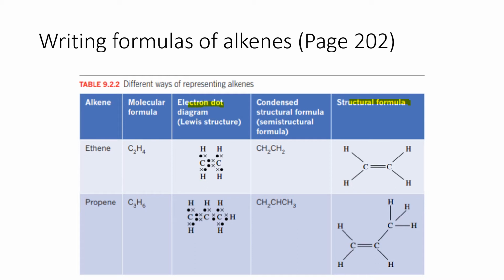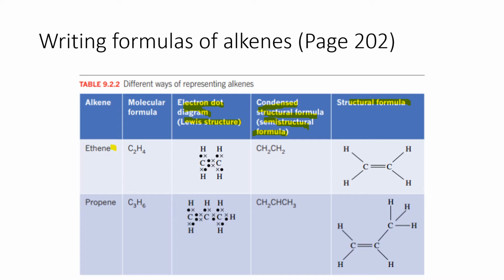Then you have something called the electron dot diagram. The electron dot diagram is also known as a Lewis structure. You can see that it has dots and crosses. And you have something called the condensed structural formula, which is also known as the semi-structural formula. The difference between condensed structural formula and structural formula is that the condensed structural formula does not show the bonds.